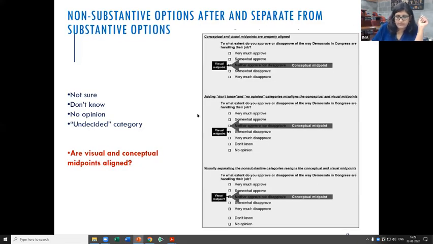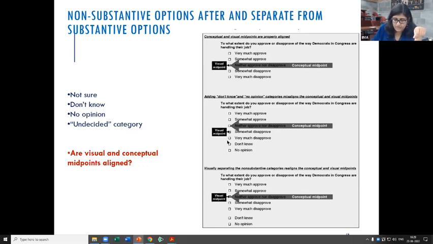One thing you have to think about is if your visual and conceptual midpoints are aligned. A visual midpoint is when you see something, what is the midpoint of that? But when you're measuring a concept, there's also a midpoint for that. In the first case, very much approve, somewhat approve, neither approve nor disapprove. So that is the conceptual midpoint. That is also the visual midpoint.